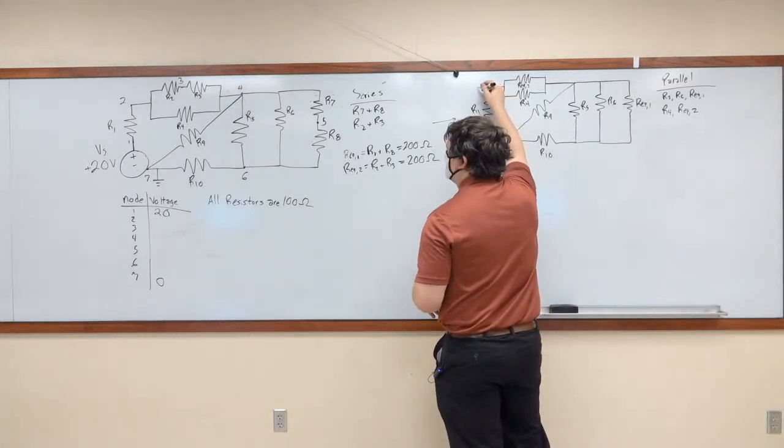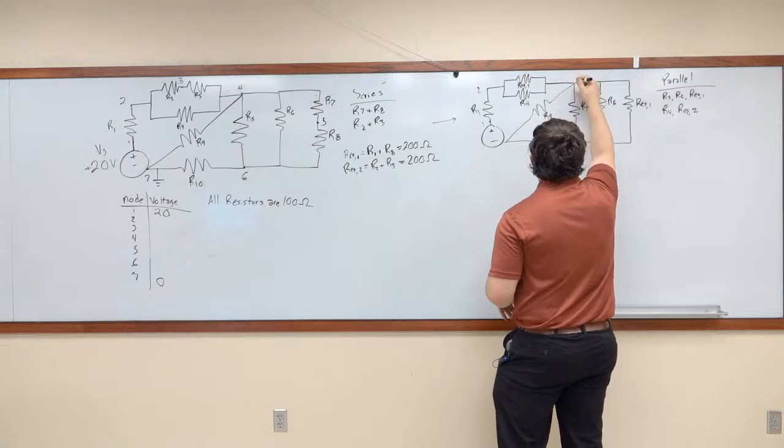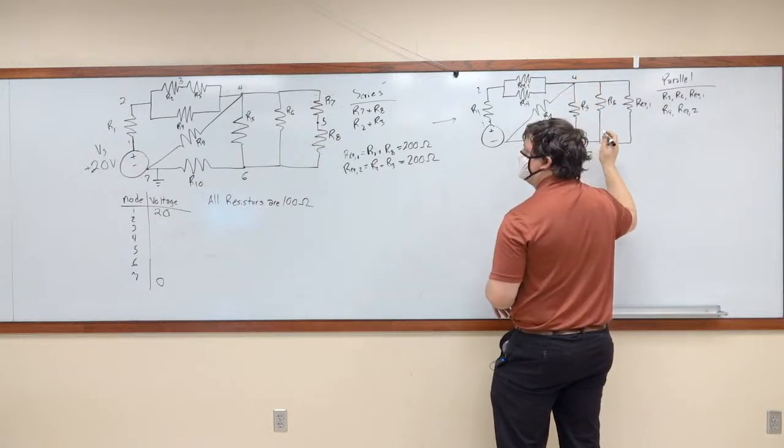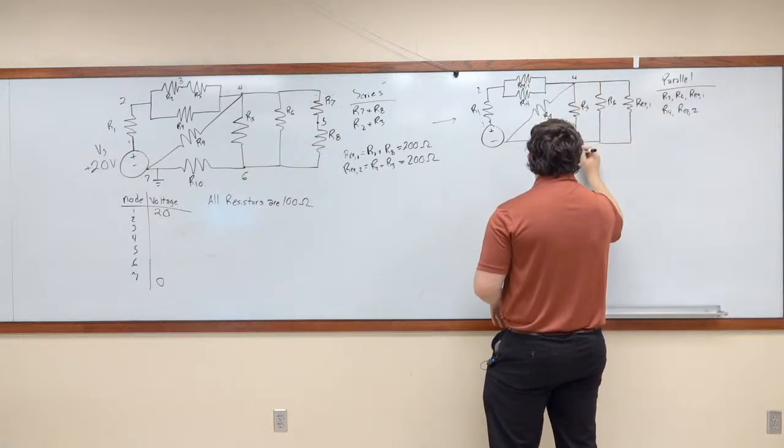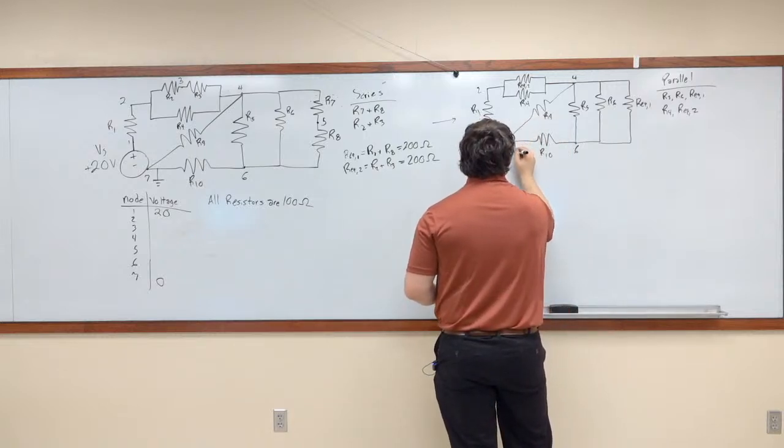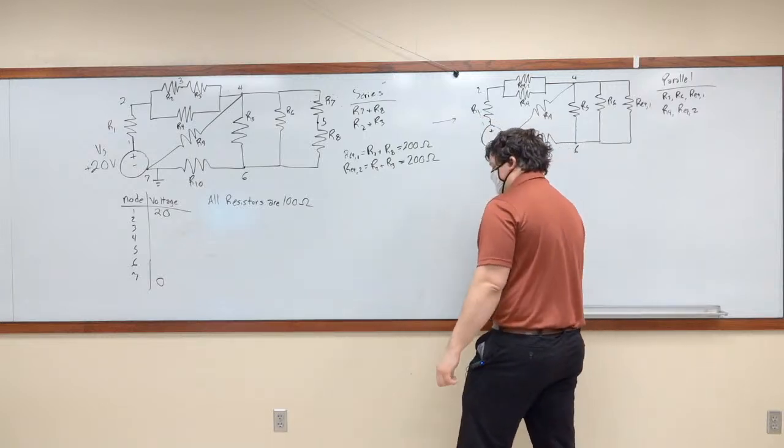Oh, I forgot to label my nodes. 2, there's no 3 anymore. This is 4, 5 is gone, 6, and 7. 7 is still grounded.